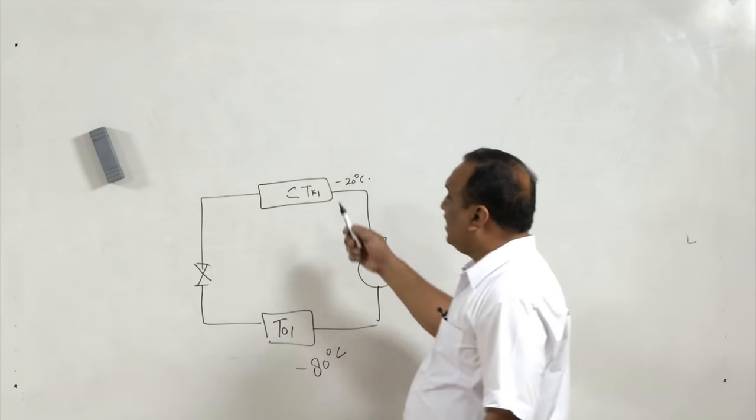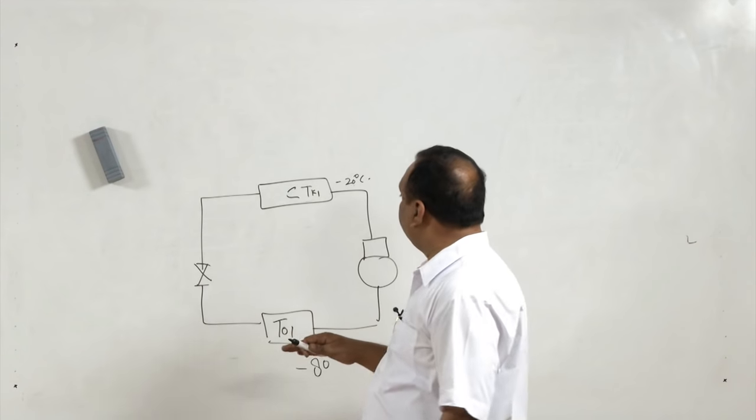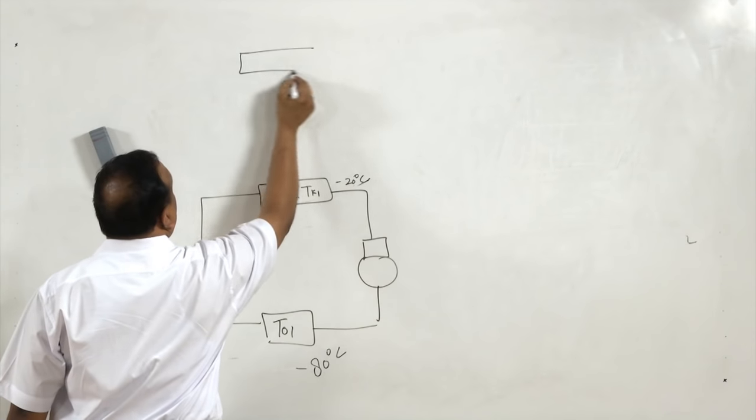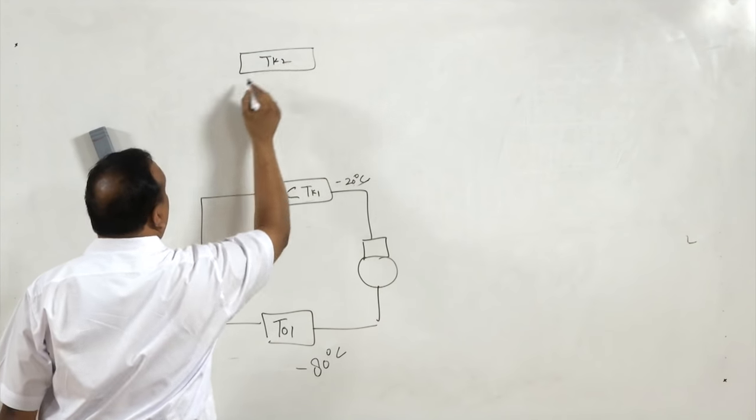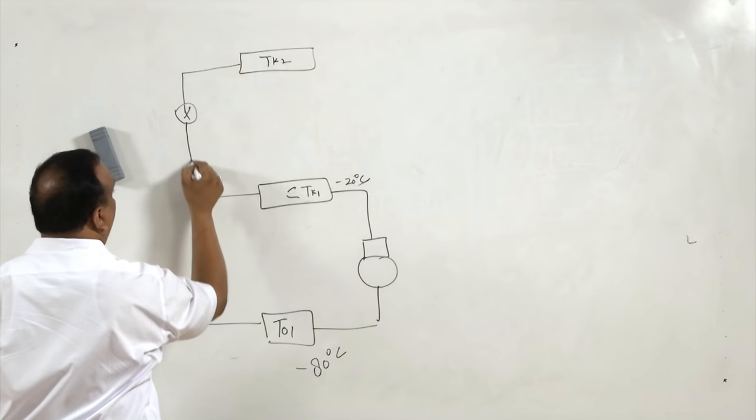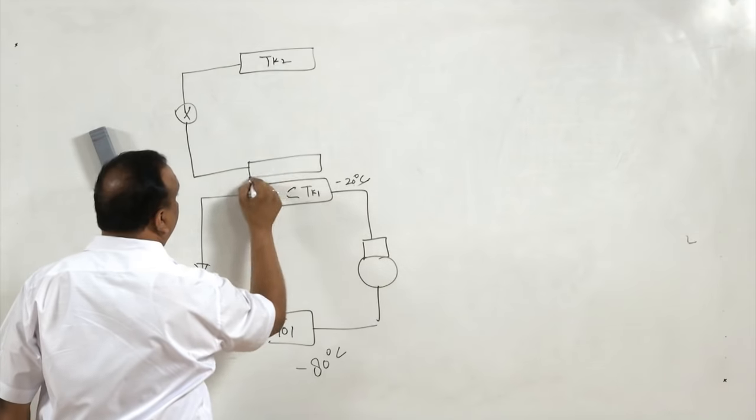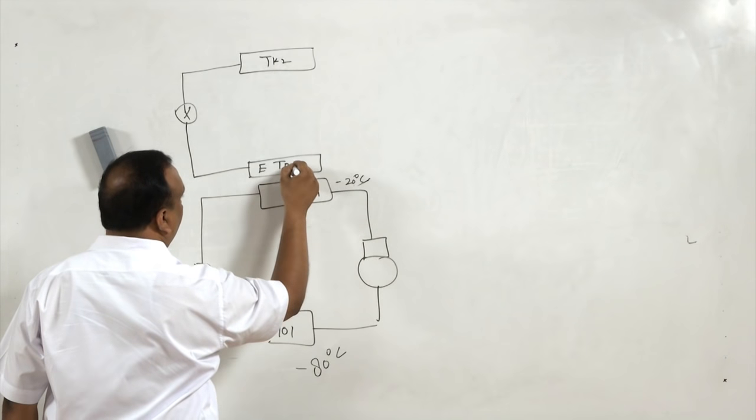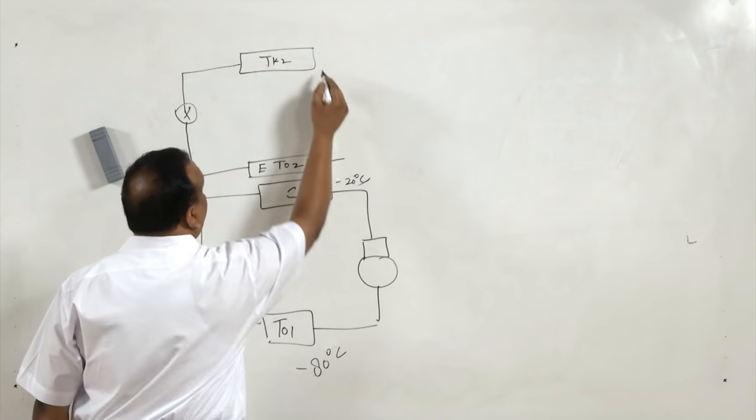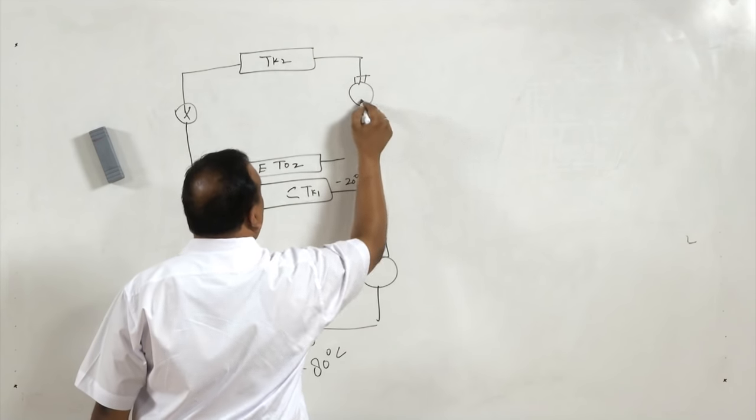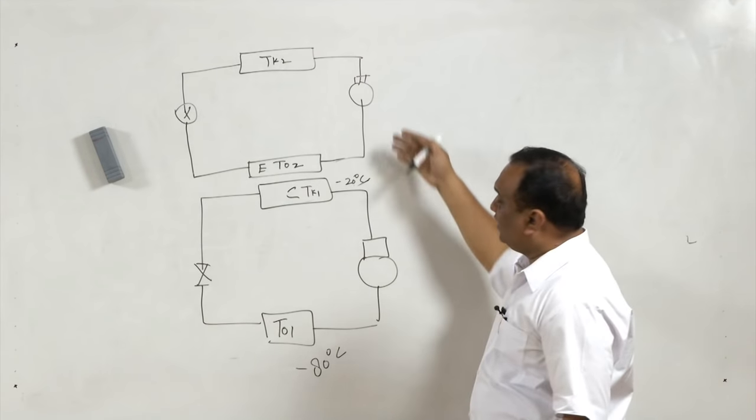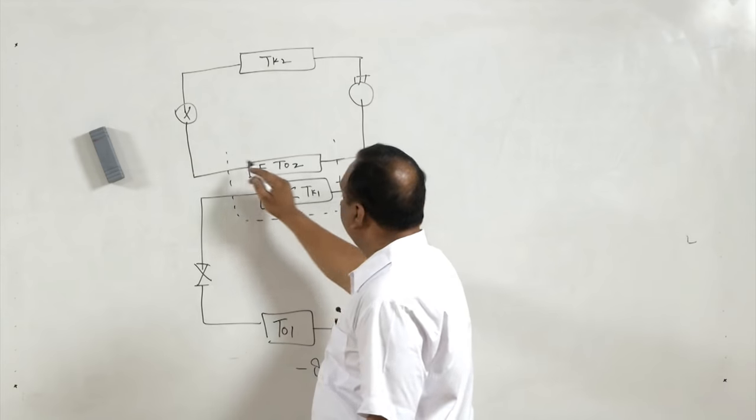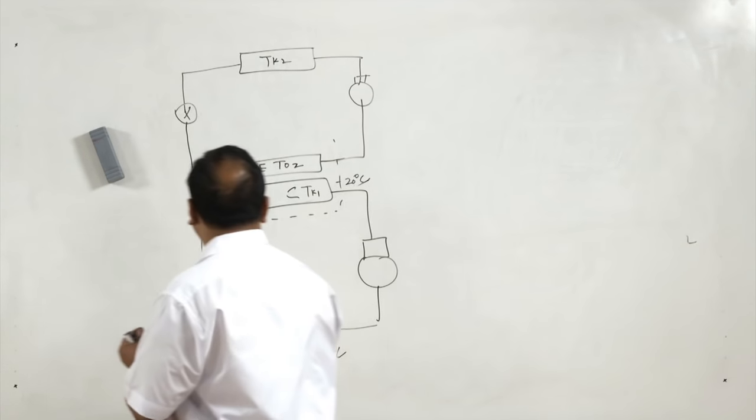The possibility is that we have another vapor compression system which has an evaporator temperature less than this one. So, there is another vapor compression system, this is TK2, and it has its own expansion valve, its own evaporator TO2, and then its own compressor. Both the systems are working with different working fluids. Now, these systems are made as one heat exchanger, and this is known as cascading.